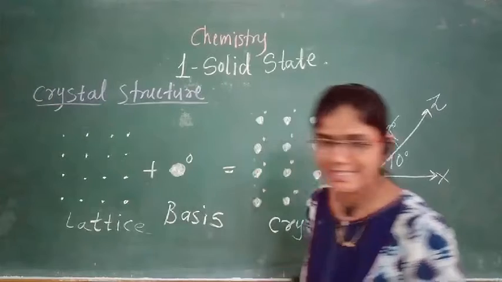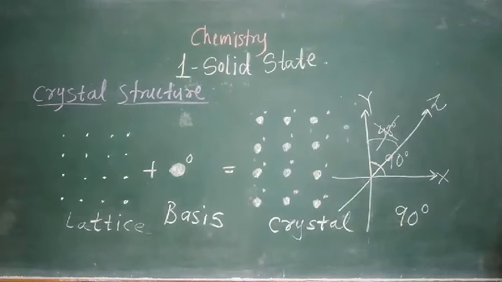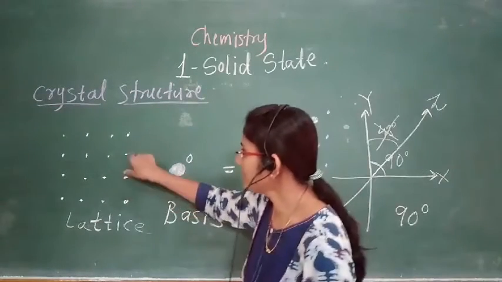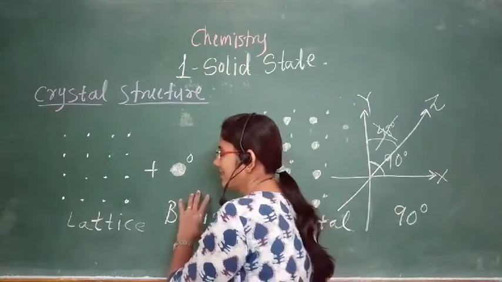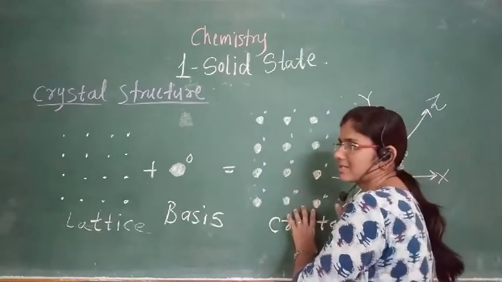And what is the basis? Here, the basis means a crystal structure is obtained by attaching constituent particles to each of the lattice points. Such constituent particles attached to the lattice point form the basis of the crystal structure. So here these are some lattice points, and when they are attached with some constituent particles, then they complete the crystal structure.